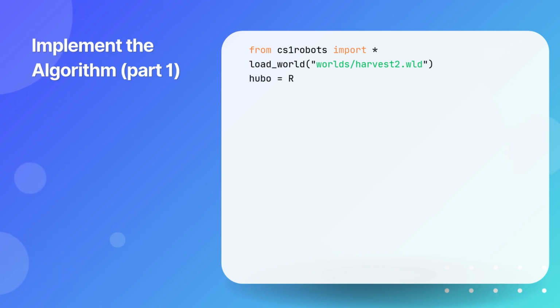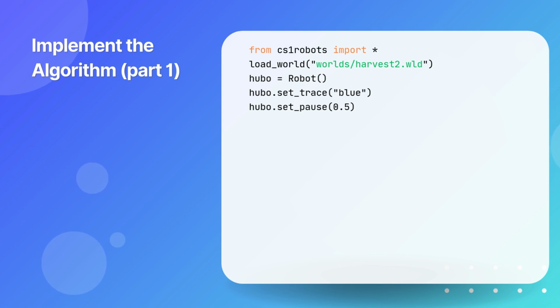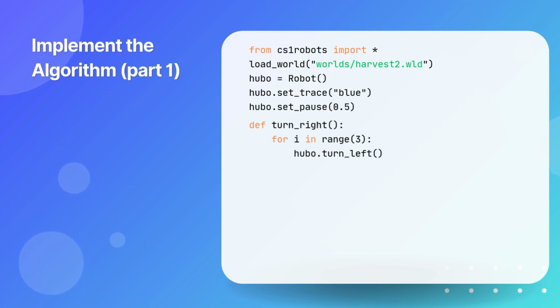The robot is then created with the statement hubo equals robot, and a few settings are applied, such as setting the robot's trace color to blue so that its path is clearly visible on the screen. A small pause of 0.05 seconds is added between each action using hubo.set_pause(0.05) to make the robot's movements observable. Next, a helper function called turn_right is defined to make the robot turn right. Since the robot can only turn left, the function achieves this by making the robot turn left 3 times. This function will be useful later in the code to orient the robot in the correct direction.